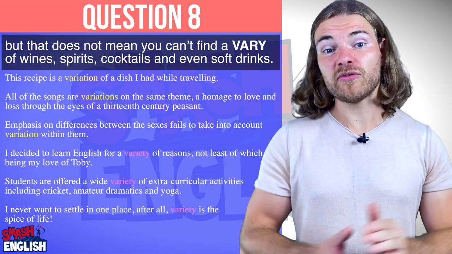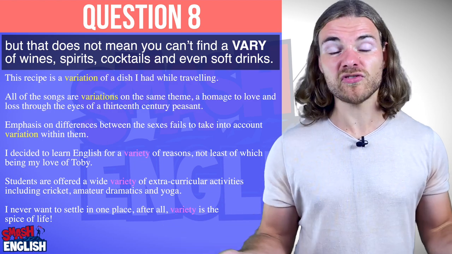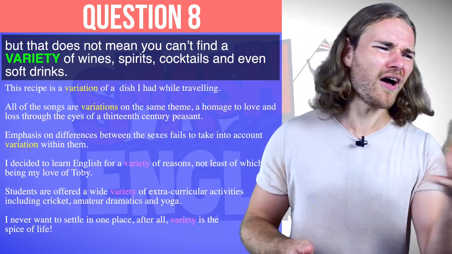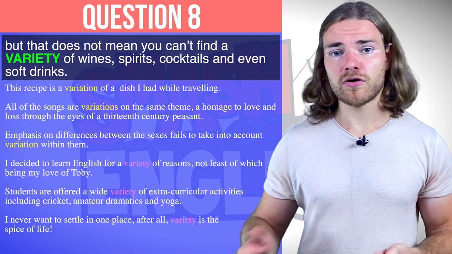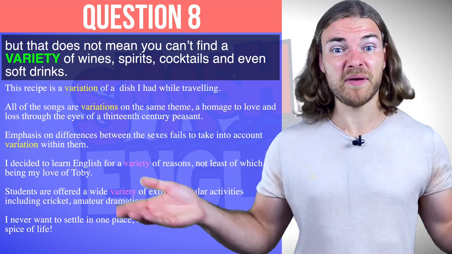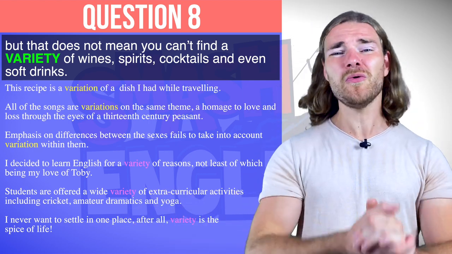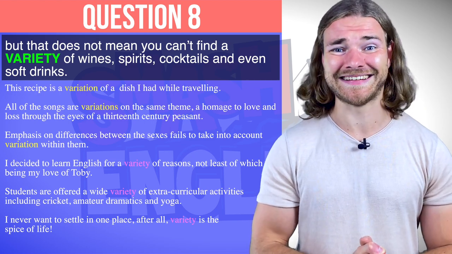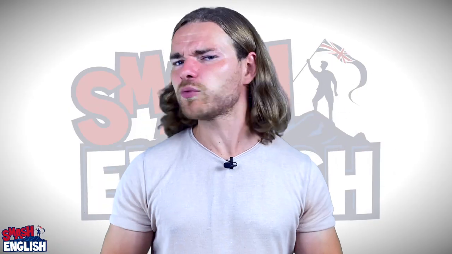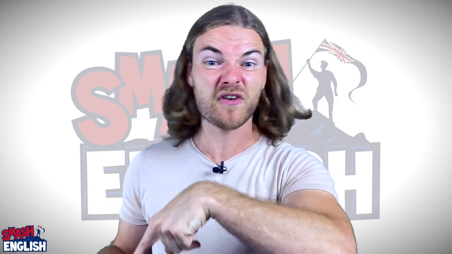Looking at the examples then, which word do you think makes the most sense? Well, variety, here meaning range. And there we go. We've done them all! That was so much fun. And with that, we are finished. That was how to do part 3 of the C1 Advanced Reading and Use of English paper, the Word Formations.